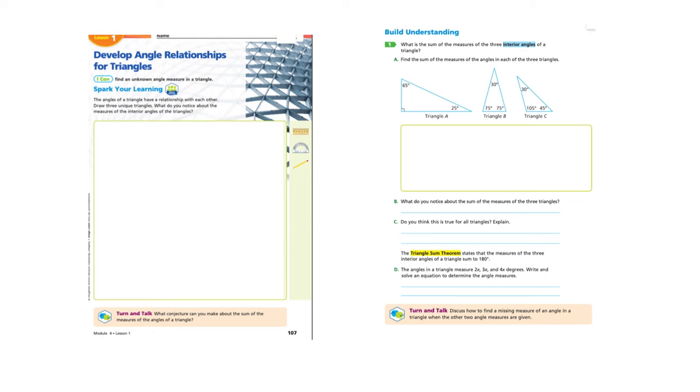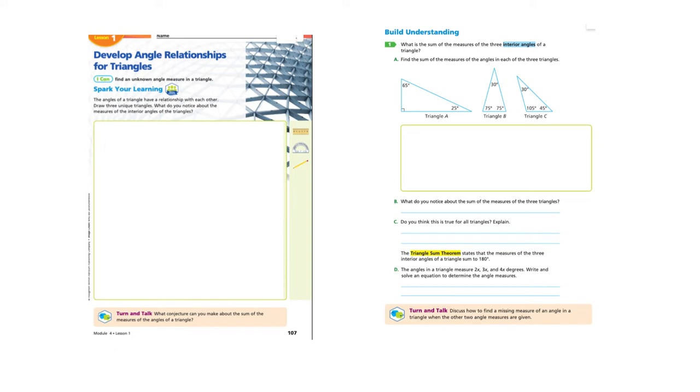Number 1 says, what is the sum of the measures of the 3 interior angles of a triangle? So here you have 65 degrees, 25 degrees, and then you should know, I'm pretty sure you do, that this little square corner means that it's a right angle, which means that it measures 90 degrees. So they say find the sum of the measures of the angles in each of these 3 triangles. So go ahead and do that for number 1A.